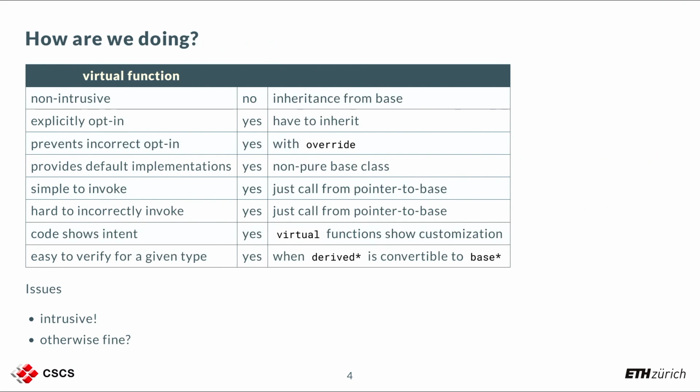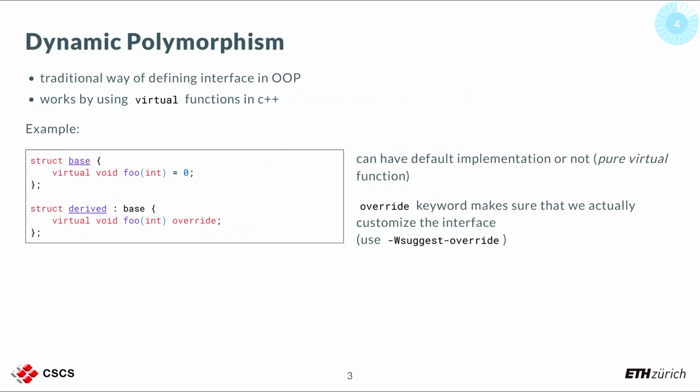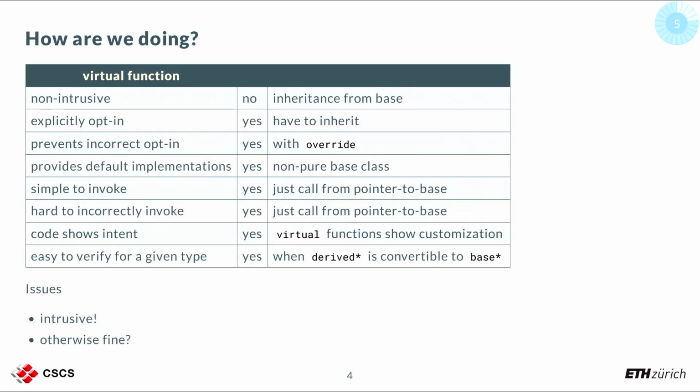Provides default implementation, yeah, you can do that in the base class. It's simple to invoke, yes. You just have a pointer to the base class, and because it's a virtual function, it will call the implementation from the derived class. It's hard to incorrectly invoke, yes, also that is true, for the same reasons. The code shows the intent, also true, we can see from the code that this thing inherits from base. It satisfies the interface from the base, and it's easy to verify. We can just check, is the derived type convertible to the base type, or the pointer of it, actually.